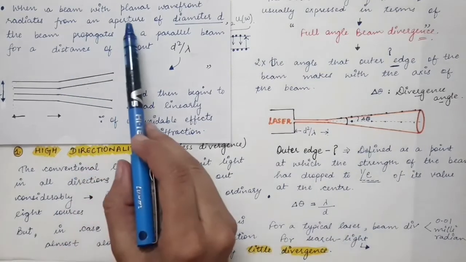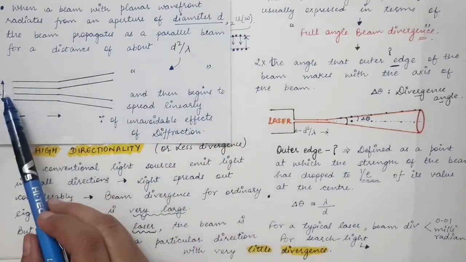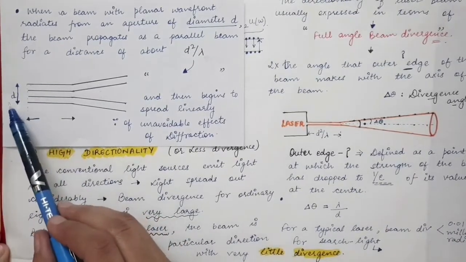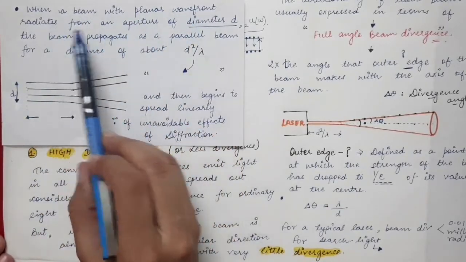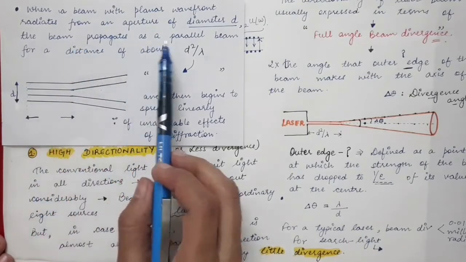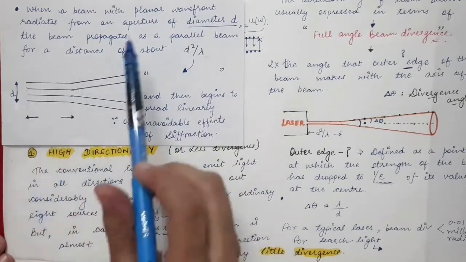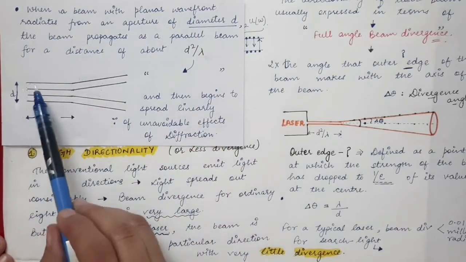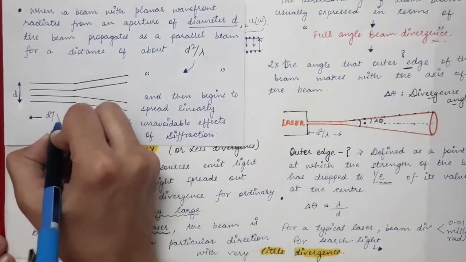Now when a beam with planar wavefront radiates from an aperture of diameter d, here we have an aperture whose diameter is equal to small d. The beam, a planar wavefront beam, is radiated from this aperture of diameter d. The beam propagates as a parallel beam for a distance of about d square by lambda.